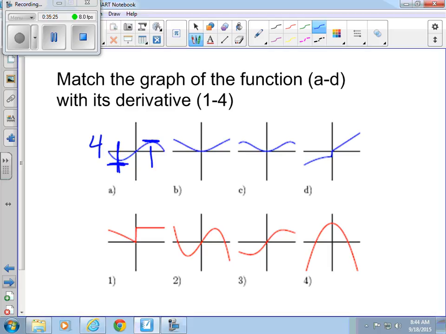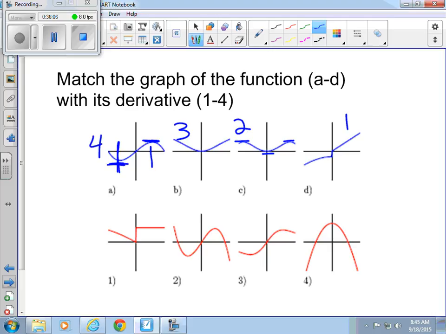B, where is there a horizontal tangent on B? At 0, and it looks like that's the only one. Do I agree? So the derivative crosses the x-axis at those places. And then by default, this must be 1. Does it make sense that it's 1? Got a strange graph. Its derivative would probably be strange. Makes sense. Trial and error, we did it.